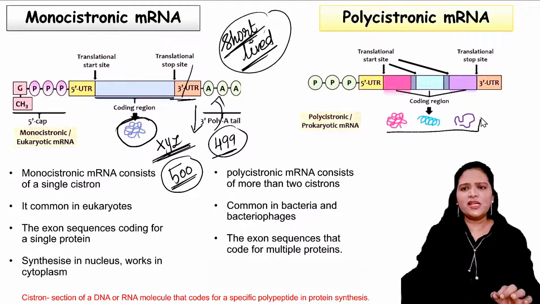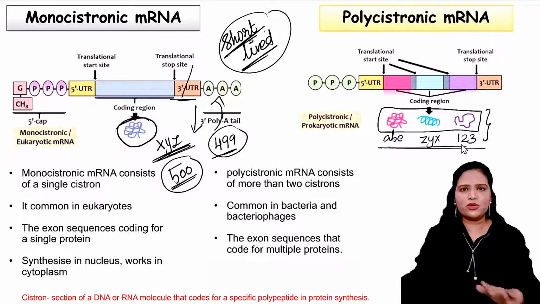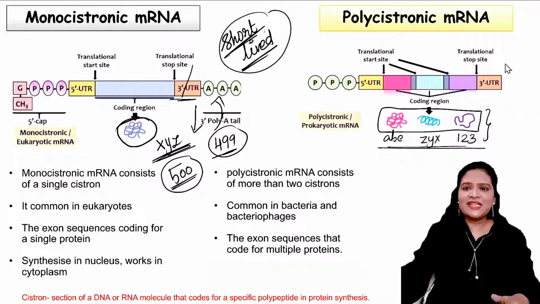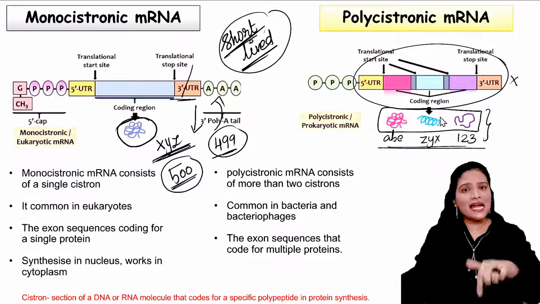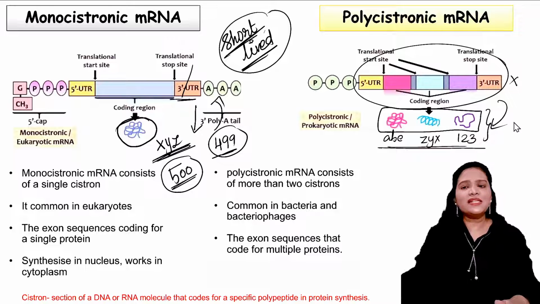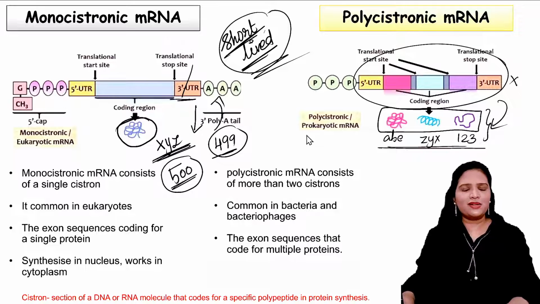Same thing in the polycistronic mRNA. This is an ABC protein, this is a ZYX protein, this is a 123 protein coded. Once this is translated, only one time will these three proteins be produced. If the cell wants many copies of these proteins, the same mRNA will not come and function here. Another mRNA has to be synthesized by the DNA. Then only the same protein will be produced. Understand? That's why we call this short-lived.